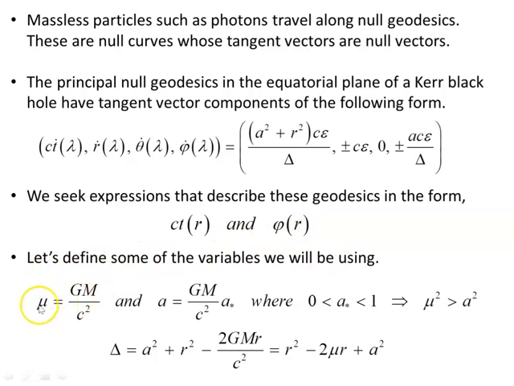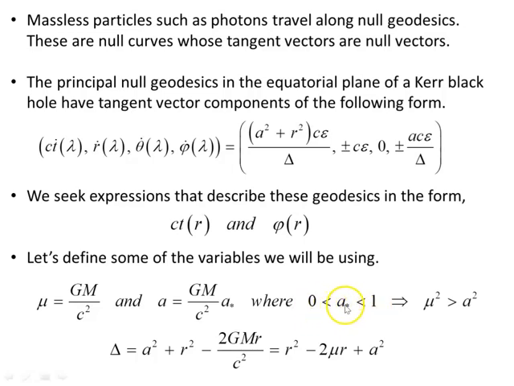Let's define some variables we'll be using. Mu is G times M on c squared. M is the source mass, and G is the gravitational constant. C is the speed of light. The spin parameter a is GM on c squared times a star, and a star is the dimensionless spin parameter, and it lies between 0 and 1.